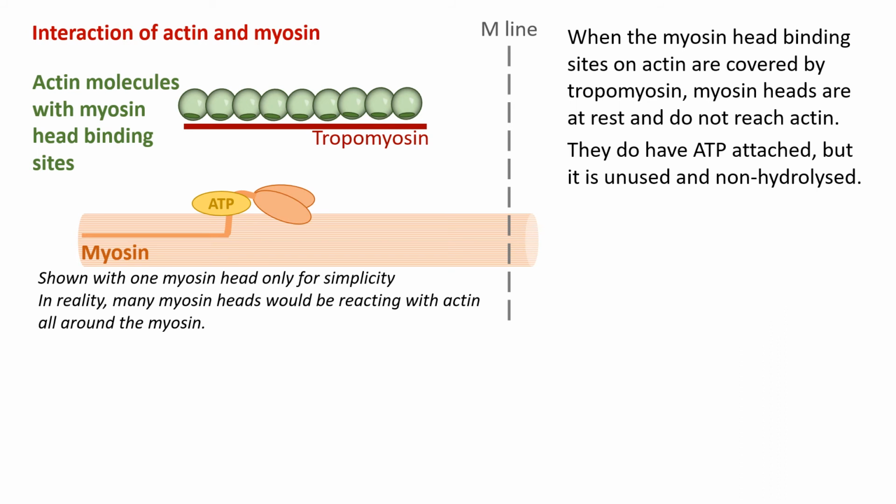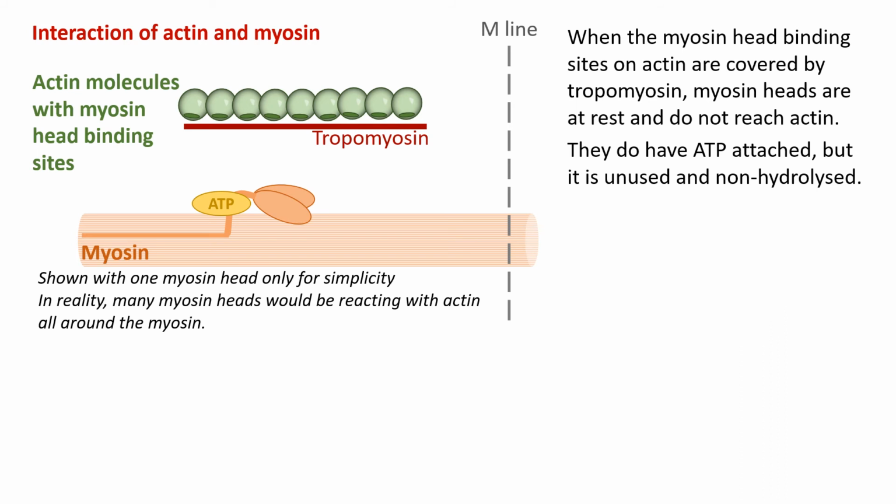So there you see we have our actin molecules with their myosin head binding sites pointing towards the myosin. At the moment in this diagram, we have tropomyosin in the way. Below we have myosin. I have only drawn one myosin head for simplicity. In reality, of course, many myosin heads would be interacting with actin all around the myosin. Remember our 3D cross-section showing us the 3D structure of it.